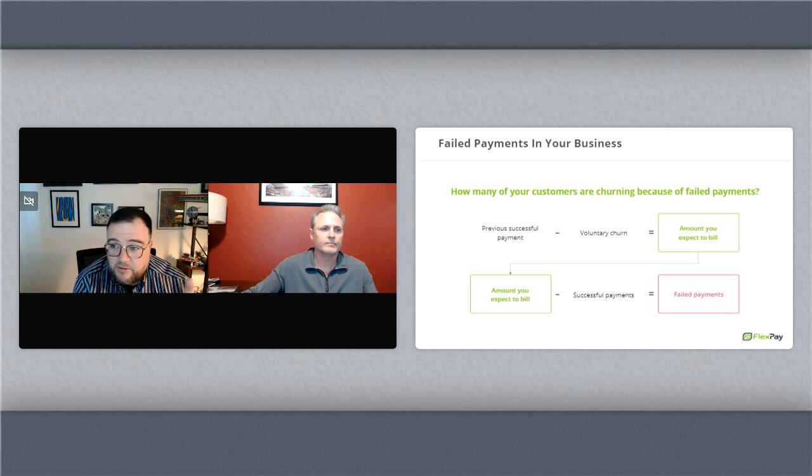You take that amount you expect to bill, you remove any successful payments you've had from that, and that leaves you with your failed payments. And importantly, this is your amount you expect to bill in a given day, how many of those specific payments that day have failed, and that gives you your failed payments for the day. You do that over a month, and then you can sum up to your failed payments for the month itself. As I mentioned, you really want to keep this in a cohort where you're looking at a specific group for a specific day or a specific period.